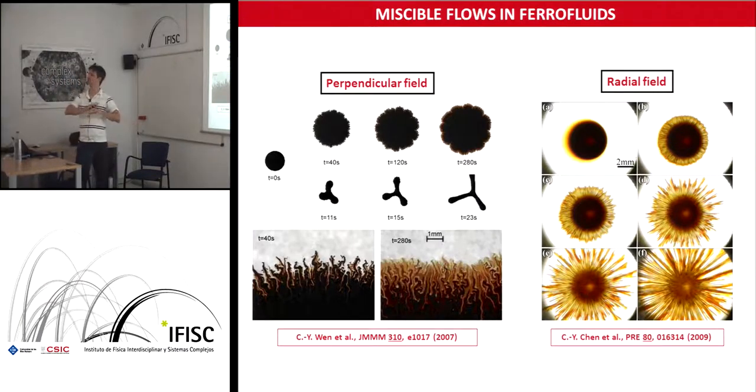The force is radially pointing outwards, and you have this sunflower-like pattern. So there is mixing of the phases, but also there are kind of fingers here, right? And in this work, they have shown that these structures follow certain power laws, and this corresponds to a super diffusive regime, because the magnetic force is pushing particles outwards.